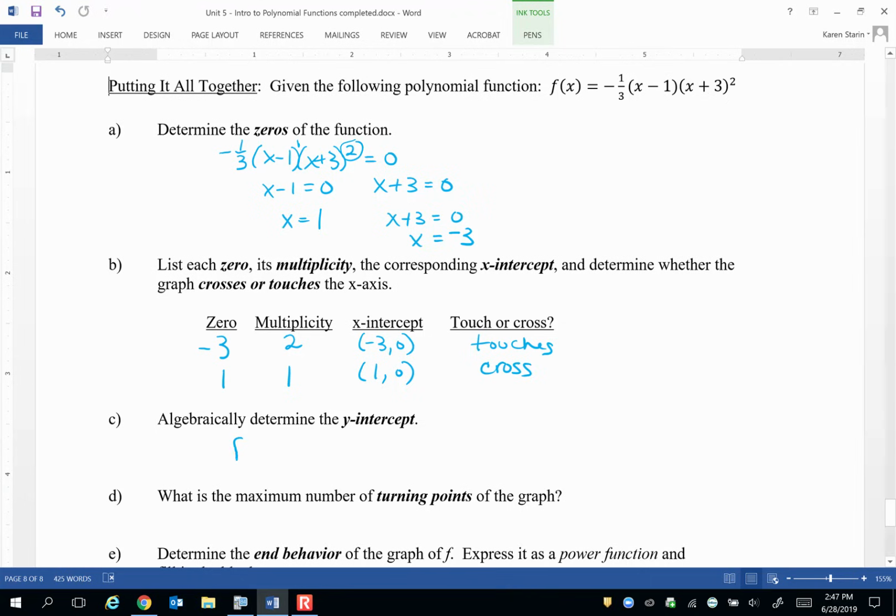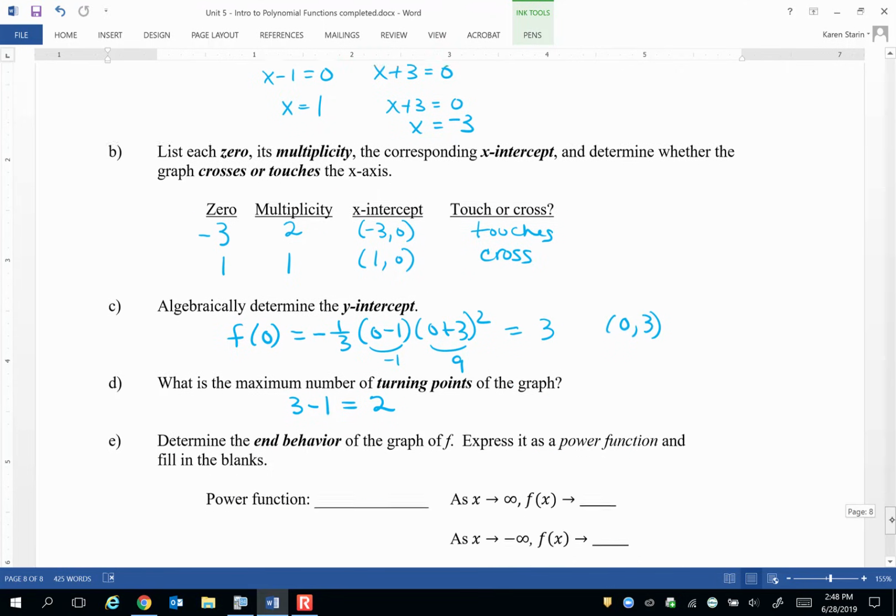Determine the y-intercept just means on the y-axis, everywhere x is 0, so we just evaluate the function at 0. So we get negative 1/3 times 0 minus 1 times 0 plus 3 squared. So we have negative 1/3 times negative 1 times 9. So that looks like we're going to have positive 3. So the coordinates of the y-intercept are 0, 3. The maximum number of turning points is 1 less than the degree, so it's 2.